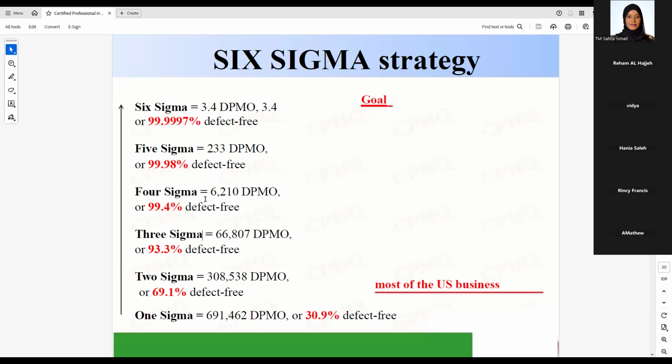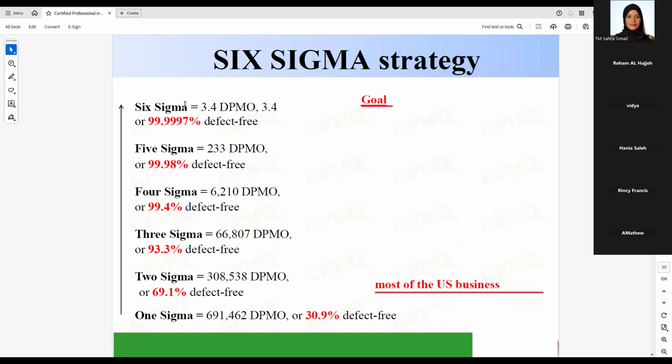And then you move to the 4 sigma. The 4 sigma is still 6,210 per million opportunity, which means 99.4% defect free. 5 sigma is out of a million opportunity, you still have 233 defects. So again, if we're talking about that factory that's producing the water bottle, you have 233 defective water products that are wasted, which means you are 99.98% defect free.